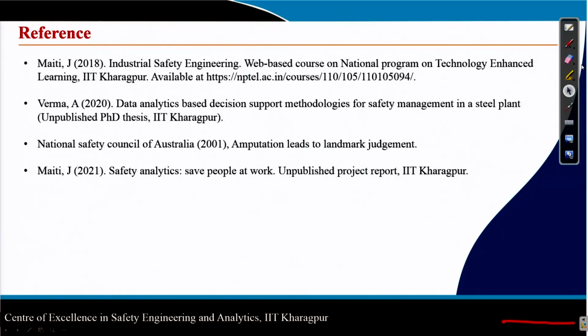Two important references are the thesis by one of my students, and the project work we have done. These are unpublished, so I cannot help you with the project, but some of the papers are already published, and there you will get some of the information. Apart from this, from the safety engineering knowledge point of view, if you find any problem, go through my NPTEL lecture on industrial safety engineering, that will help you.